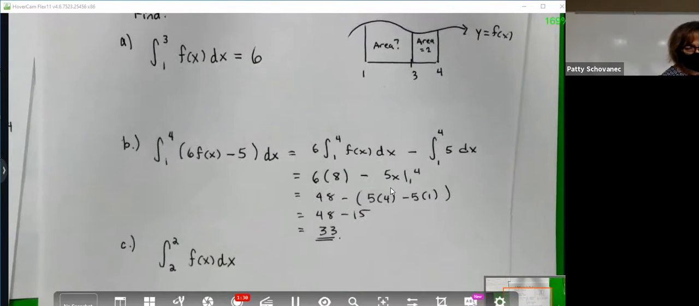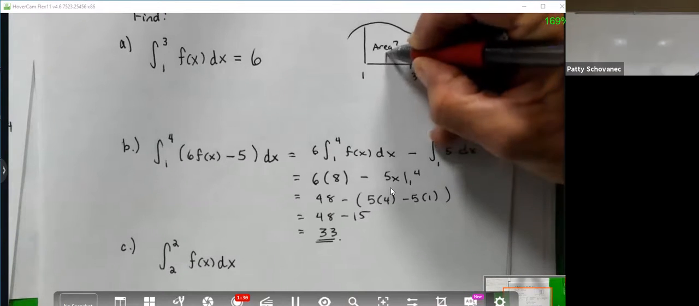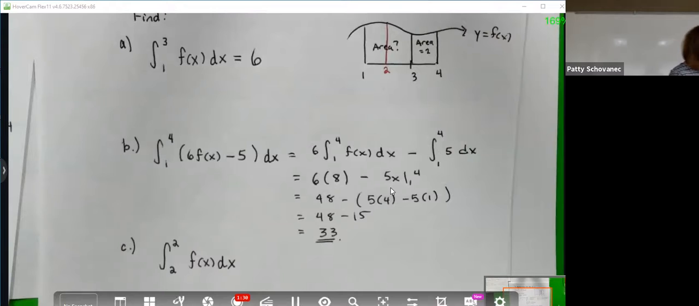All right, part C. Same function. I want to look here. What's the area above that point right here? That's what that's asking. And the answer is 0.